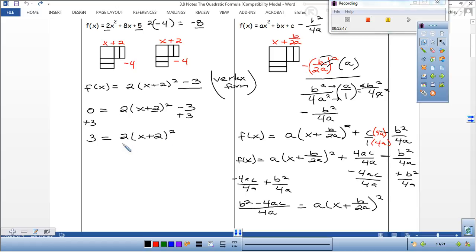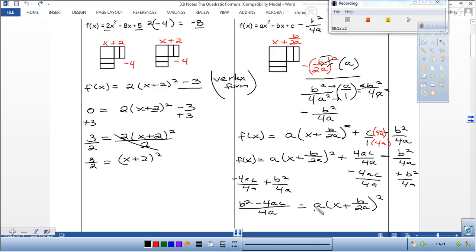Okay, now on this one, I still want to get the x squared by itself. What do I need to do? Divide both sides by 2. Very good. Okay, 2 divided by 2 will become 1, and I just get 3 over 2 equals x plus 2, the whole thing squared. Here I'm going to do the same thing.